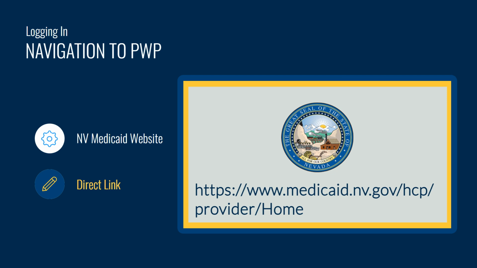Typing the direct link into the URL bar of your chosen web browser will also take you to the EVS provider portal. The link is shown on your screen, https://www.medicaid.nv.gov/hcp/provider/home. You may also find a link with the enrollment key in the LMS tip sheet, found on the provider training page of the website.